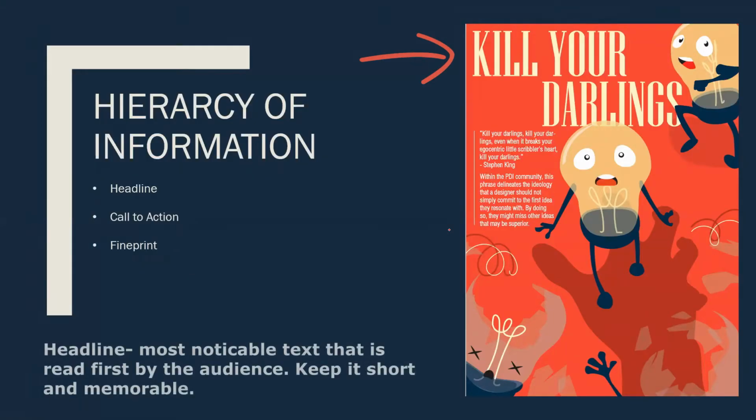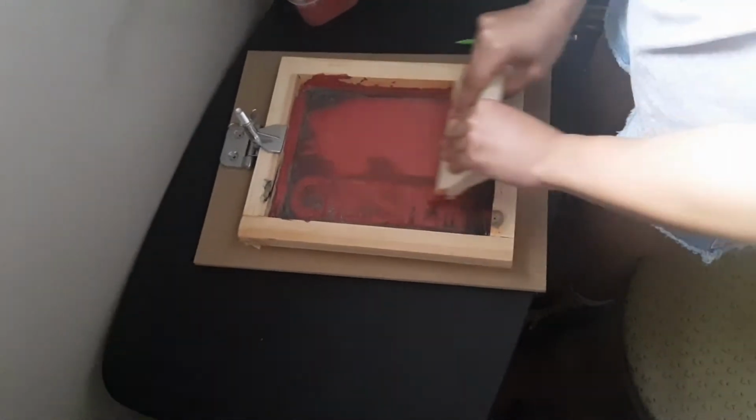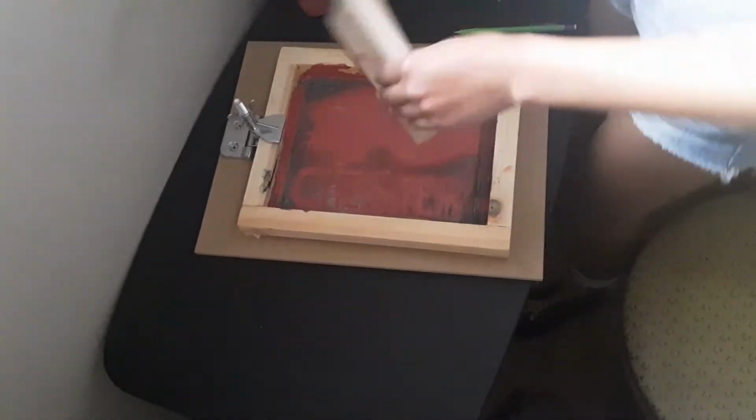In today's lesson, we are going to be talking about graphic design, what really makes an eye-catching poster. Afterwards, we use our knowledge and screen print our own unique poster to advertise a part of our everyday lives.